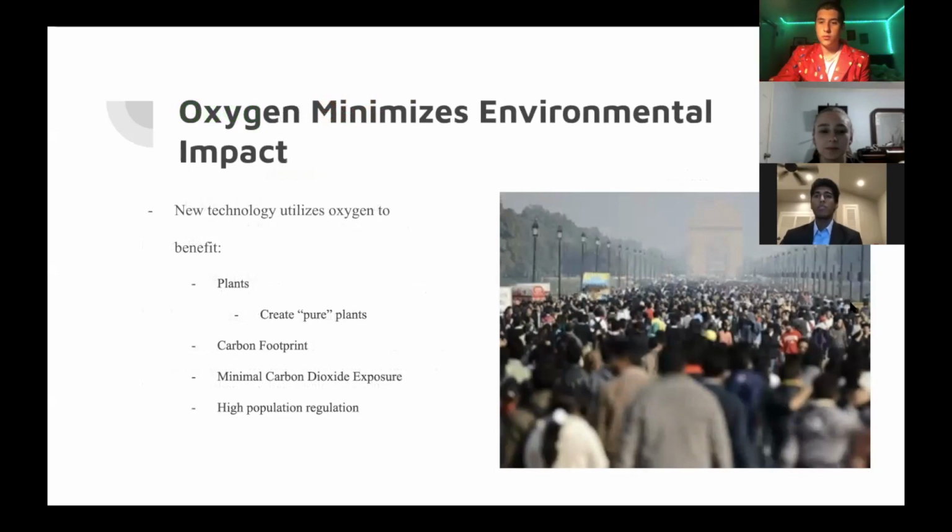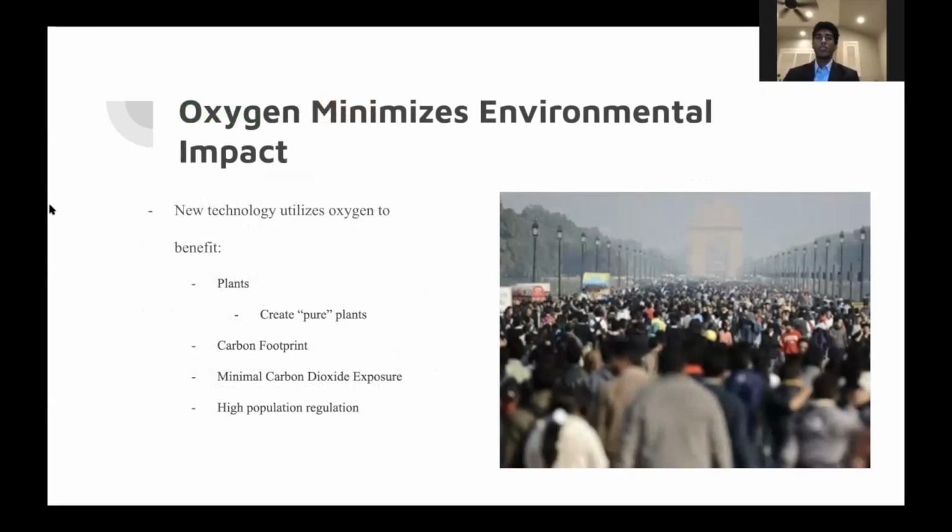So oxygen minimizes the environmental impact in the sense that we create new technologies to benefit the world by utilizing oxygen. For example, with plants, when we create more pure oxygen, we're able to improve the process of photosynthesis. We're able to reduce our carbon footprint through improving our use of oxygen and minimize carbon dioxide exposure, which, as the photo shows, in a country like India, where in a lot of Asia, smog is very much apparent, it's important to minimize all the CO2 exposure, and it'll help regulate higher populations too.